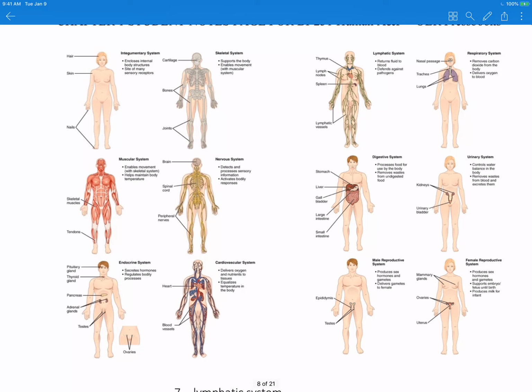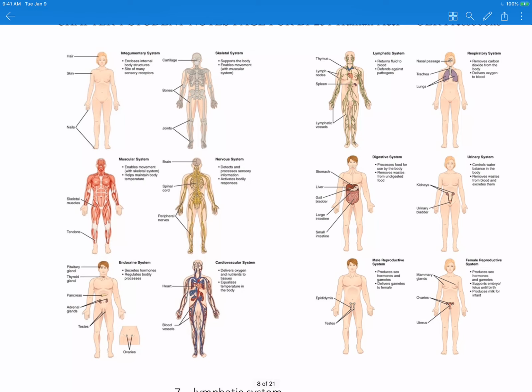The nervous system. The nervous system includes nerves, the brain, and supporting cells that support the nerves. Its functions are basically that it detects and processes sensory information. It regulates body processes. It activates effectors that cause body responses. So, for example, it can cause us to jump out of the way of a moving vehicle. It regulates the homeostasis of the body. It basically keeps us healthy.